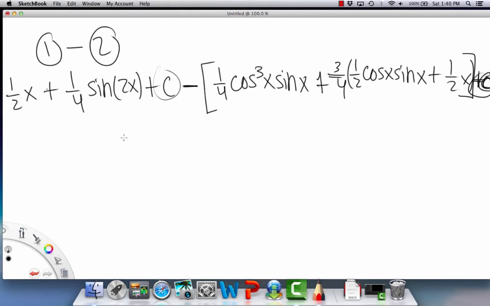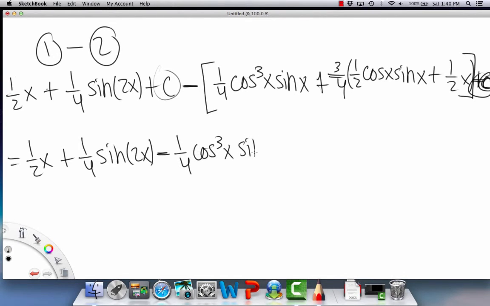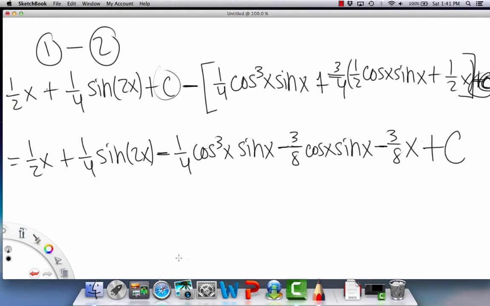So we're actually going to have, well, all right, I'll write the final answer. So we're going to have this, and sine of 2x, and then just distribute the negative. So negative 1/4 cosine to the 3rd x sine x minus a 3/8, right? Minus 3/8 cosine x sine x. And then, let's see, we distribute the negative again, and then 3/8 x and a plus c. So this, ladies and gentlemen, is our final answer.